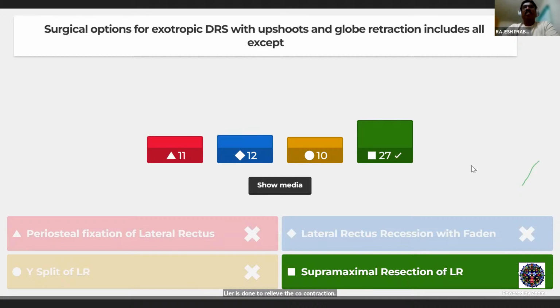Basically, resection is not a procedure of choice in any of the Duane's retraction syndrome, because for the simple reason that a resection procedure will increase the co-contraction. So when you do a LR resection, it is going to increase the co-contraction and worsen this upshoot and globe retraction. So please, when you go for exams, don't mention anything about resections in a case of a DRS. So this question was particularly asked only to point out that important aspect.